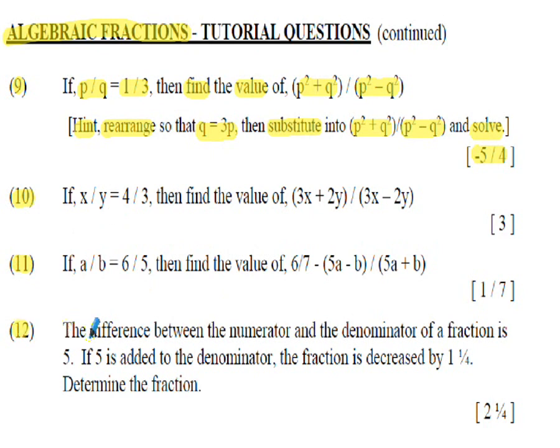In question 12, the difference between a numerator and a denominator of a fraction is 5, and if 5 is added to the denominator, the fraction is decreased by 1 1/4, 1.25. We've got to determine the fraction. To help you solve this problem, I suggest you let the numerator equal to x, denominator equal to y, and then generate two equations based on the parameters given in the question, and substitute one equation into the other equation to solve simultaneously for the answer. The final answer is 2 1/4. Quite a thought-provoking question.